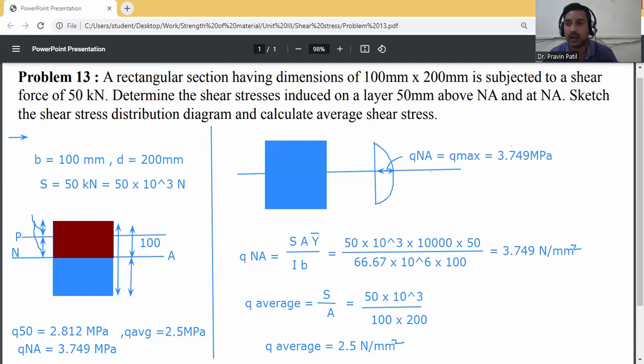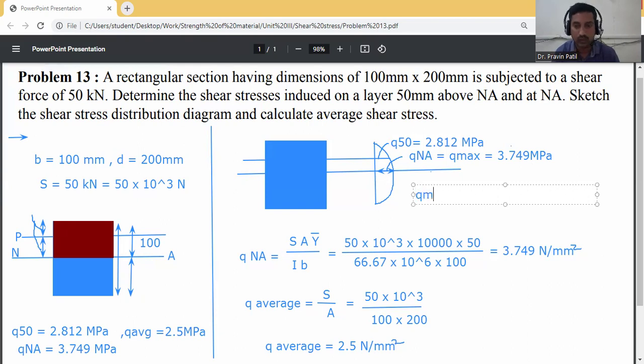Then at 50 mm above the neutral axis, this distance, this one is Q50, and Q50 is equal to 2.812 MPa. This is the shear stress diagram.